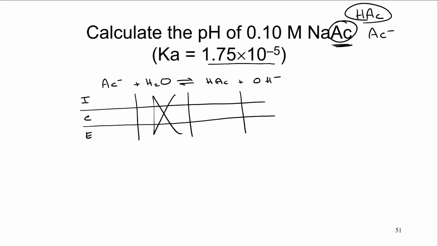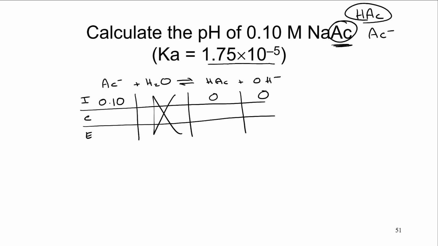Now, AC minus concentration, because it comes from the sodium acetate, is 0.10, right? And this is a soluble salt. You remember the term soluble salt? When it goes in solution, it completely dissociates into its ions. So the molarity of the sodium acetate and the acetate ion are the same. And I'll assume there's no acetic acid in the solution when I first dump it in.